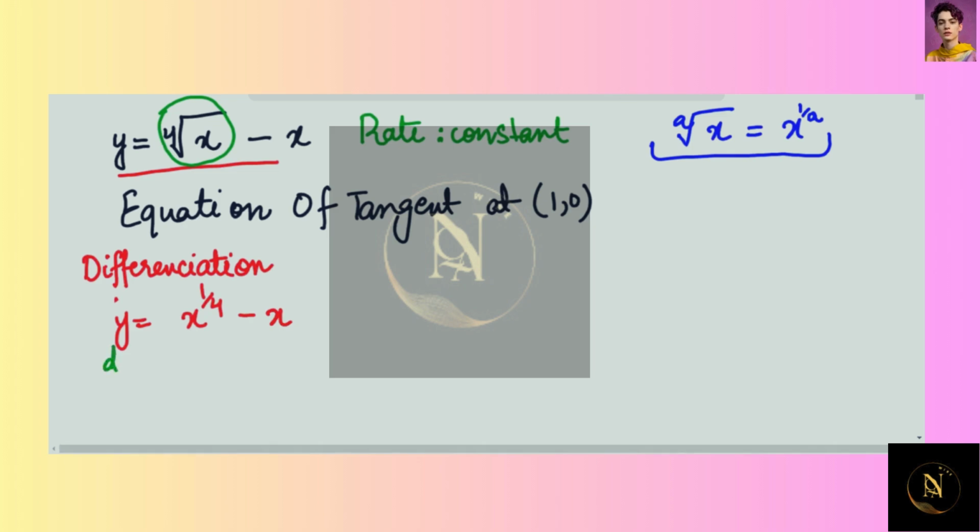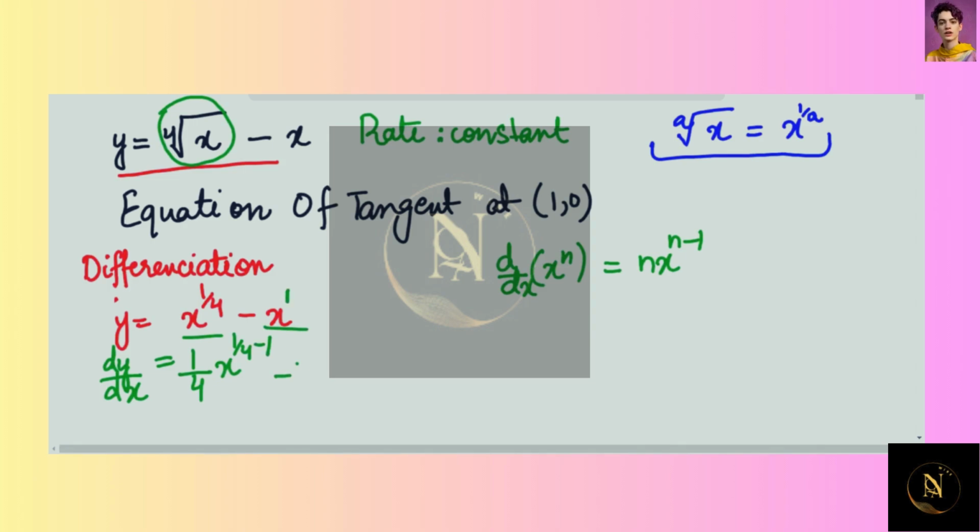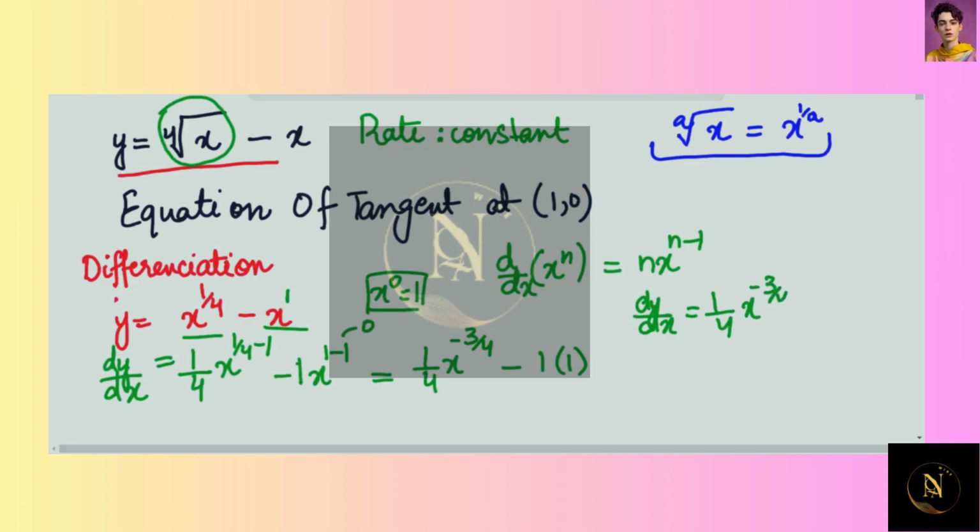Then we perform the differentiation, dy by dx, using the power rule. The power rule states that if x has a power n, its derivative is n as the multiple of x, and the new power is n minus 1, one less than the previous power. So 1 by 4 becomes the multiple, and the new power is 1 by 4 minus 1. Similarly for the other x, which has the power of 1: 1 becomes the multiple and the new power is 1 minus 1. 1 by 4 minus 1 results in minus 3 over 4, and 1 minus 1 results in 0, and x to the power 0 is equal to 1, so we get minus 1 times 1. So dy by dx is equal to 1 by 4 x to the power minus 3 by 4, minus 1.